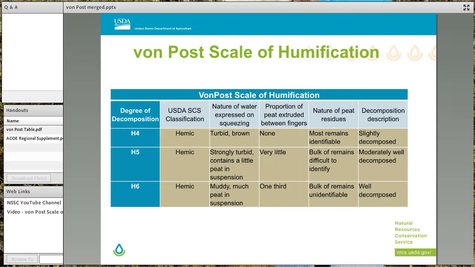Nature of peat residues. In Hemic samples, 1/6 to 3/4 fibers are visible. I use these numbers as provided by Soil Taxonomy and Soil Survey Manual.